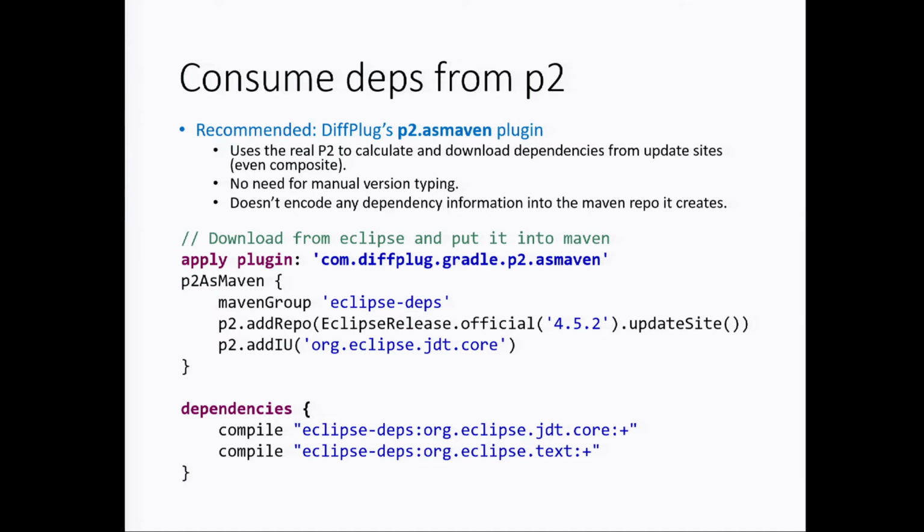p2.as-maven. And the way it works is you specify the P2 repositories you want to download from and the units and features you'd like to get. And it downloads those and all of their dependencies and stuffs them into a Maven repository. And we don't encode any dependency information inside of that Maven repository. We just dump it in raw. And we might add flags for that functionality in the future.